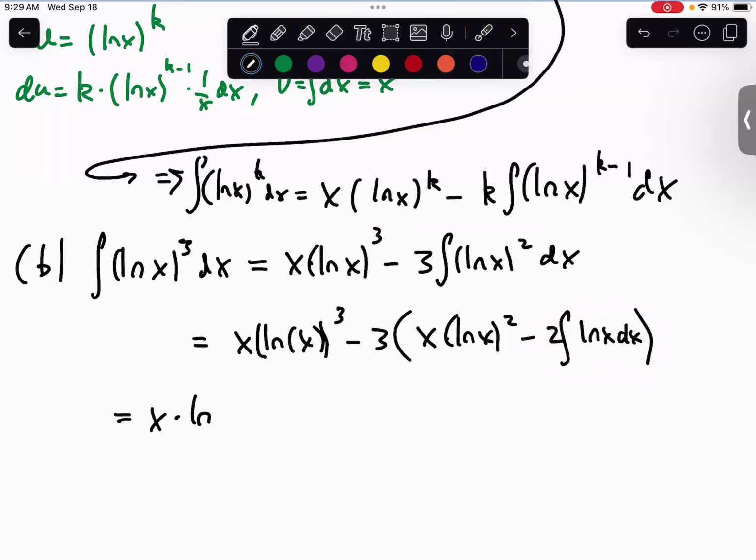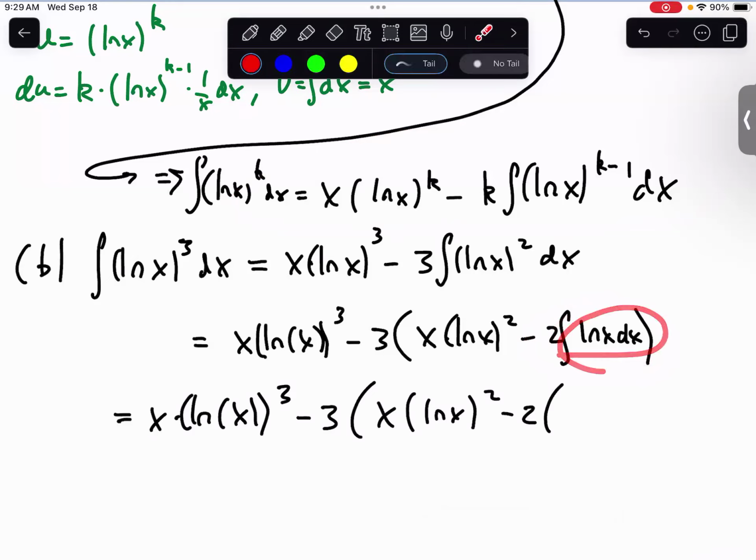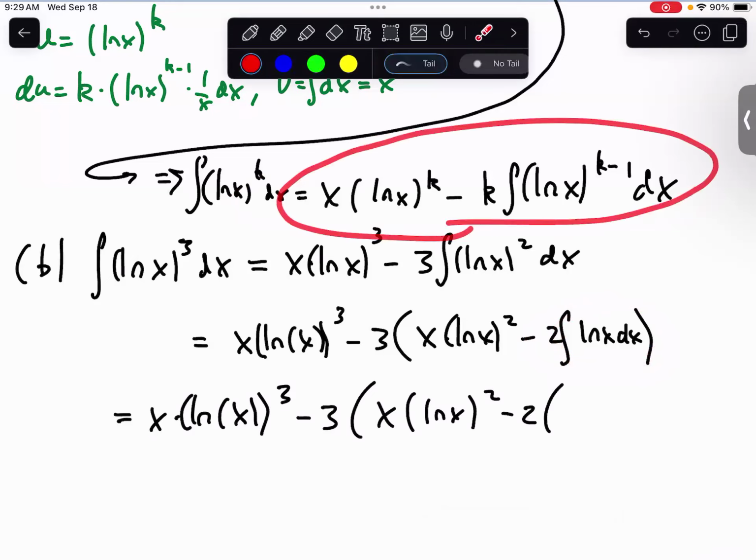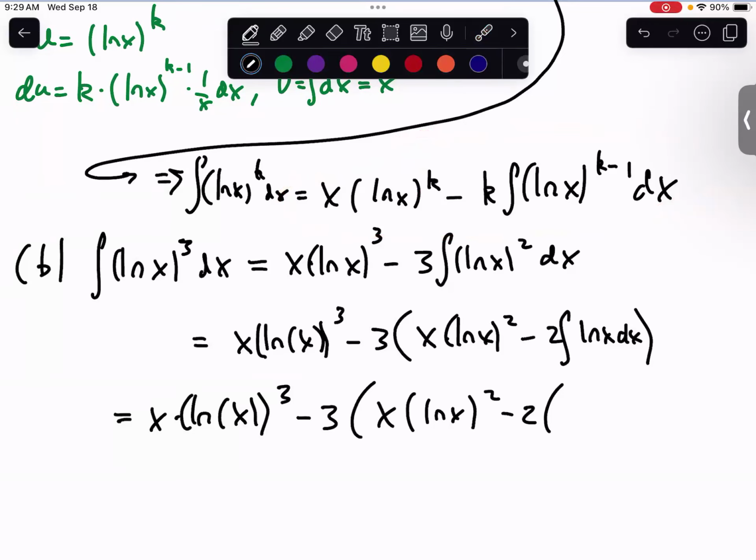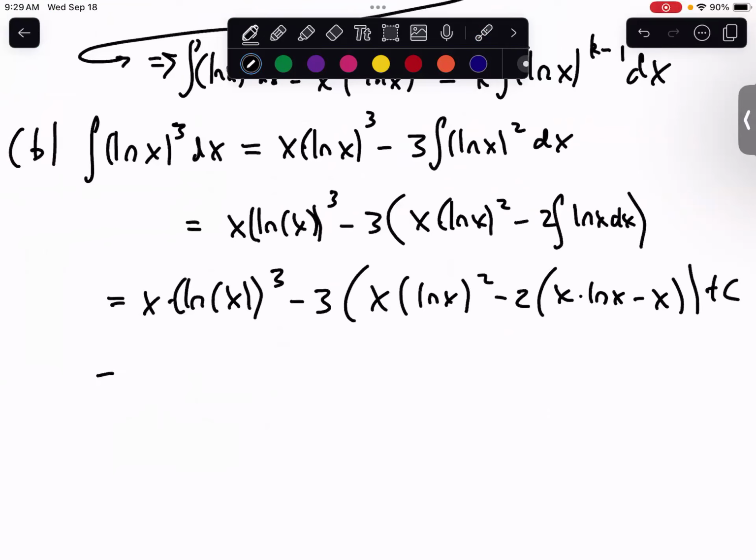So this is x times natural log of x to the third power minus 3. I'm just going to leave everything in this form. Natural log of x squared minus 2. And then the integral of the natural log of x, you can use the formula here. So in this case, k is equal to 1. So this is going to be x times the natural log of x minus just the integral of the natural log of x to the 0th power. So that's just 1. So that'll be minus x plus c.